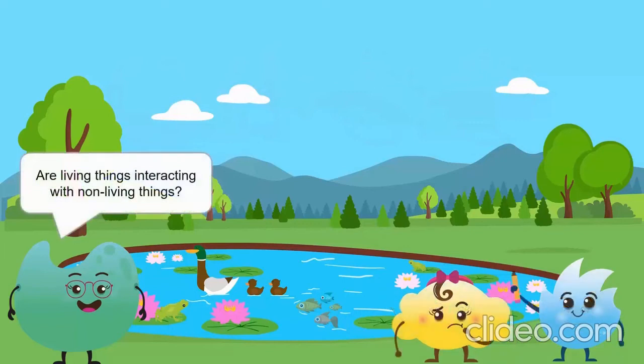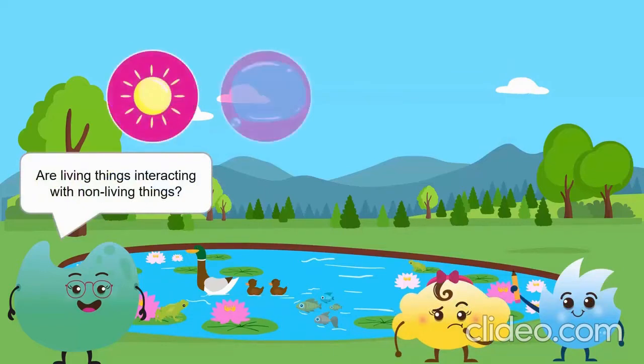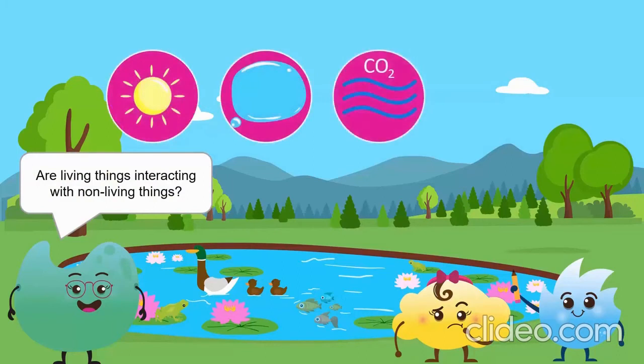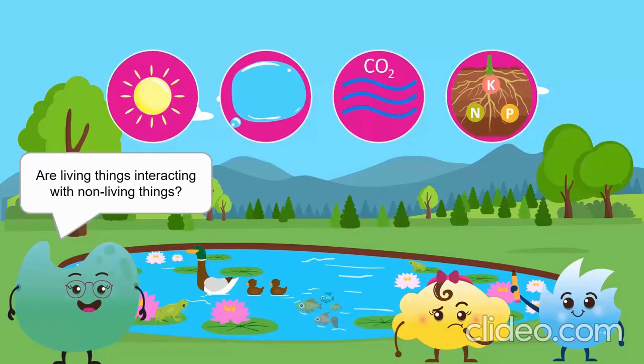Are the living things interacting with the non-living things? Yes, they are. Like the lily plant in this pond needs sunlight, water, carbon dioxide from air and other nutrients to make its food. Also, the fish need water to survive.